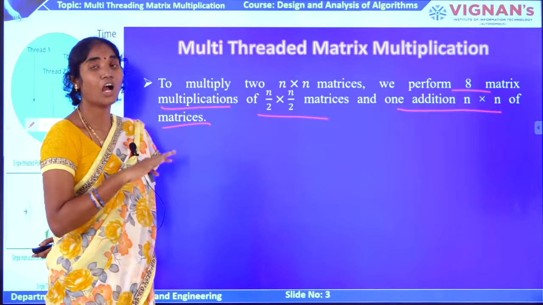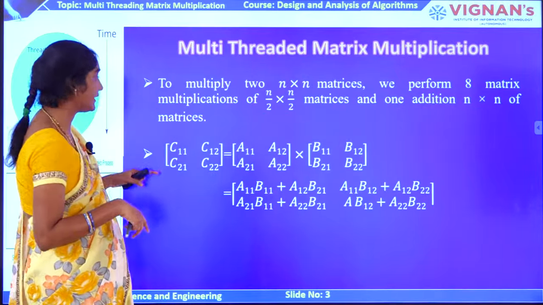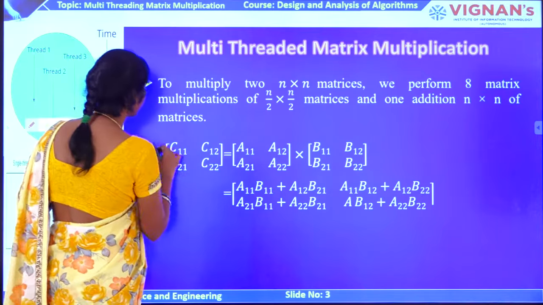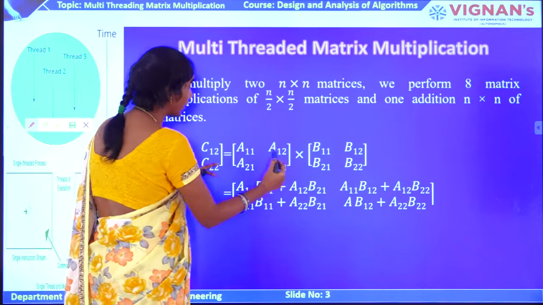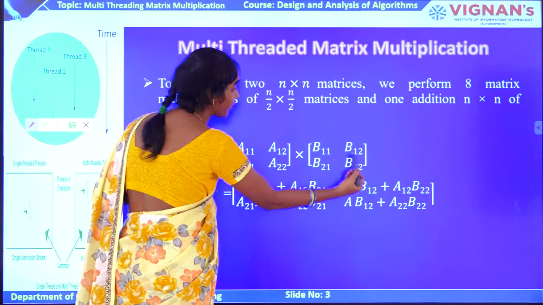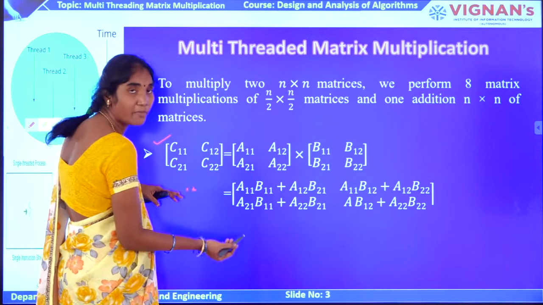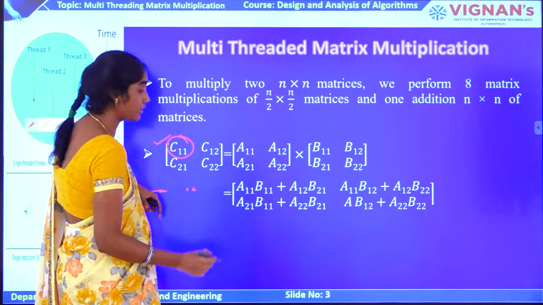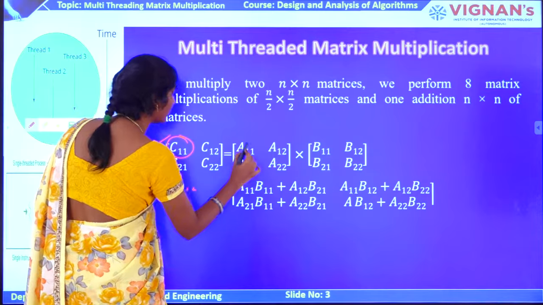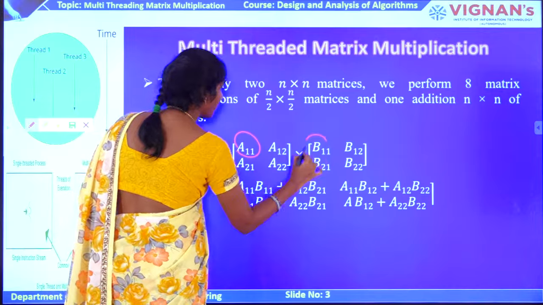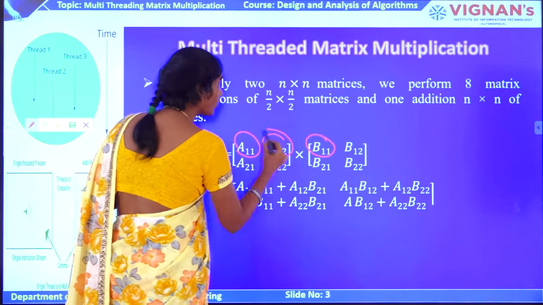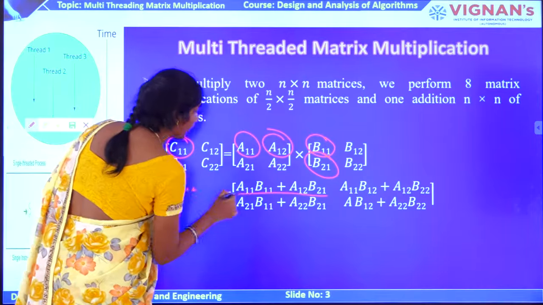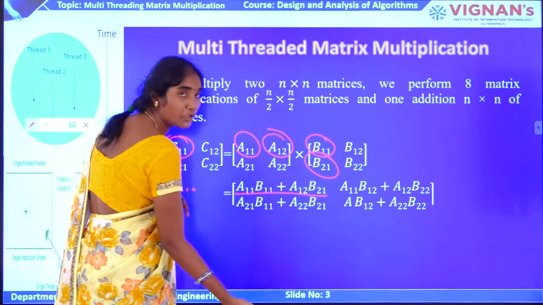Now we will see how to perform this. Let us consider this is your C matrix, the resultant. Here A11, A12, A21, A22 into B11, B12, B21, B22, which are two-dimensional matrices. In order to find C11, what am I supposed to do? A11 into B11 plus A12 into B21. Why? Because a matrix row should be multiplied with a column. So A11 into B11 plus A12 into B21.